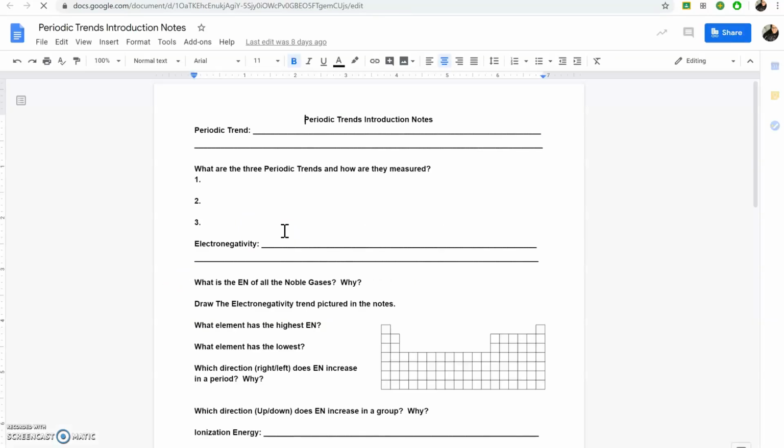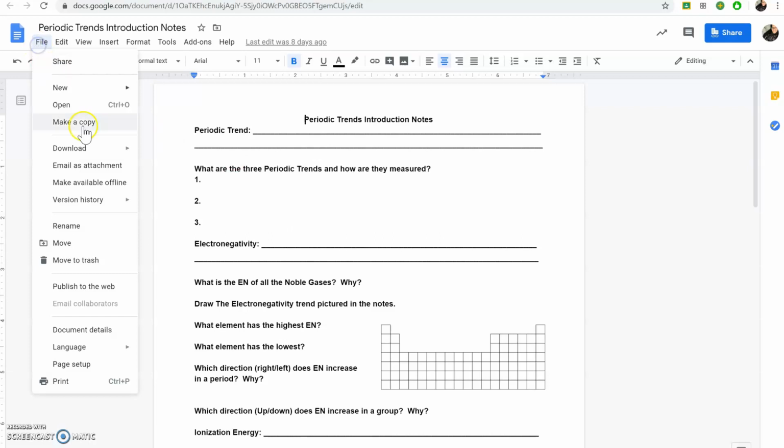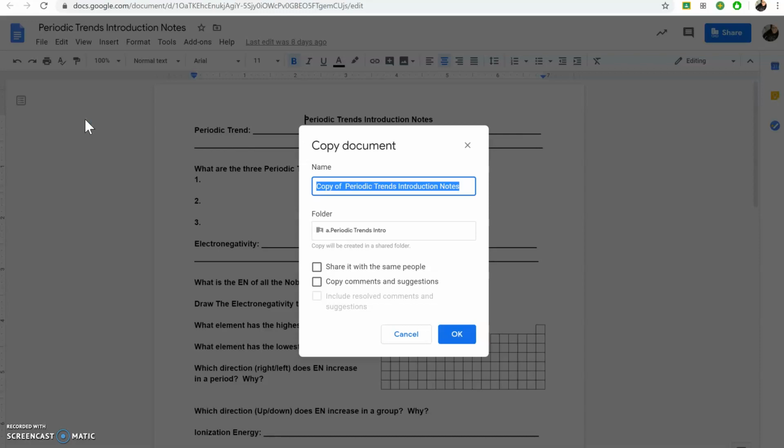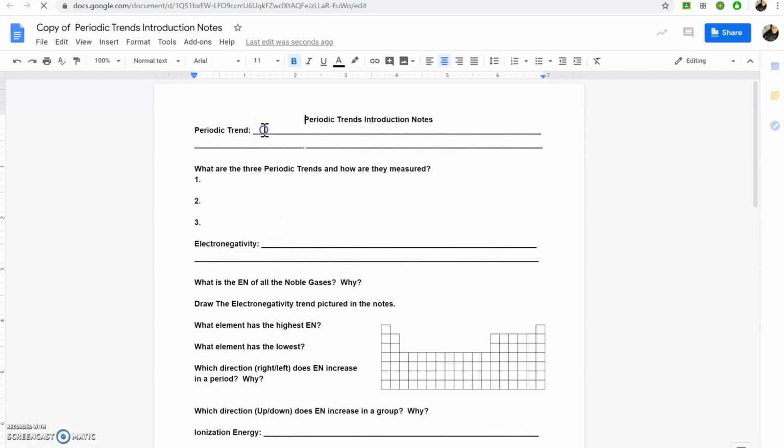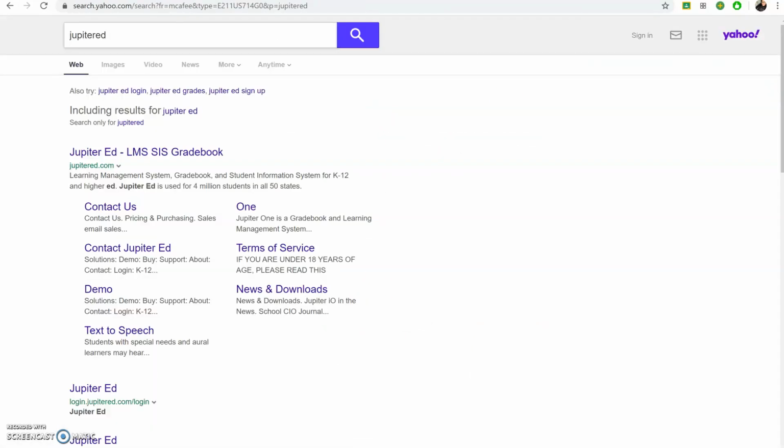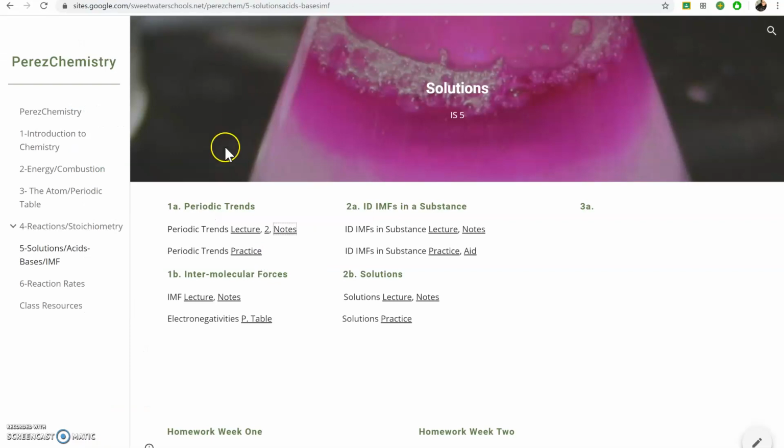Aha! The notes are right here. So before you can start writing down stuff on the notes, what I want you to do is click File and make yourself a copy. Once you've made yourself a copy, you'll find that you can actually write on it. Please don't write on the note template that I have. So we're going to go back to the website.